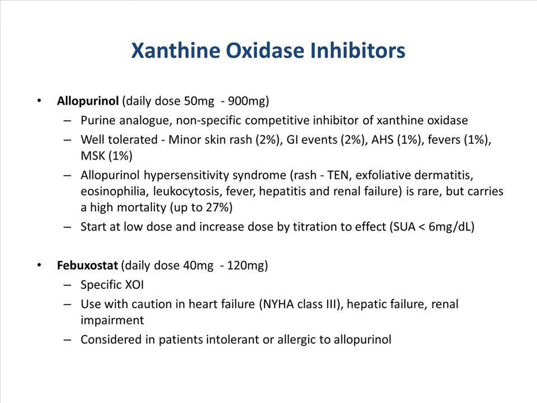Allopurinol is a purine analog and a non-specific competitive inhibitor of xanthine oxidase. It is well tolerated, common side effects being minor skin rash and gastrointestinal events. An important but rare adverse reaction is the allopurinol hypersensitivity syndrome, which carries a high mortality. When starting allopurinol, it is recommended to start at low dose and increase the dose by titration to effect.